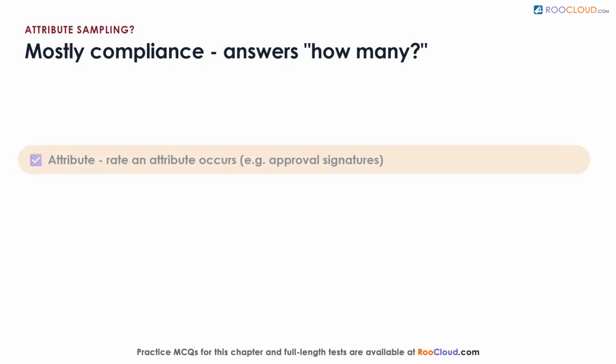What is attribute sampling? It's used mostly in compliance testing. It deals with whether an attribute is present or absent. It answers the question, how many? There are three related models. Plain attribute sampling estimates the rate an attribute occurs. Think of sign-off approvals on a system access form.